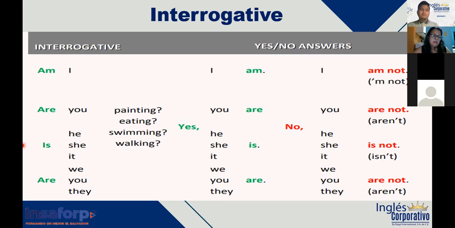A positive. Okay. Am I, perdón, I'm sorry, are you? And what about the verb? See, if you say, am I? Am I painting? Painting. And are you eating? Is he swimming? Is she walking? Walking, okay. Is it painting? Are we eating? Are you swimming? Are they walking? Okay. Very good. So help me reading the positive answers, please.